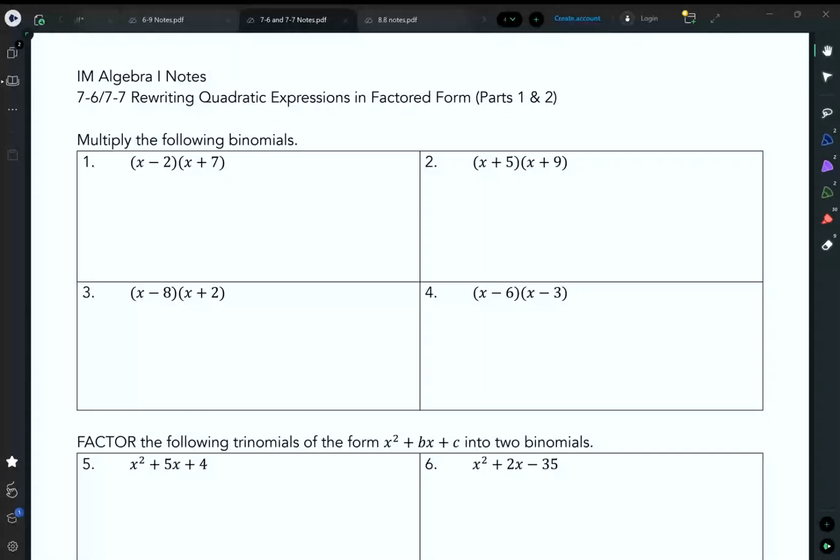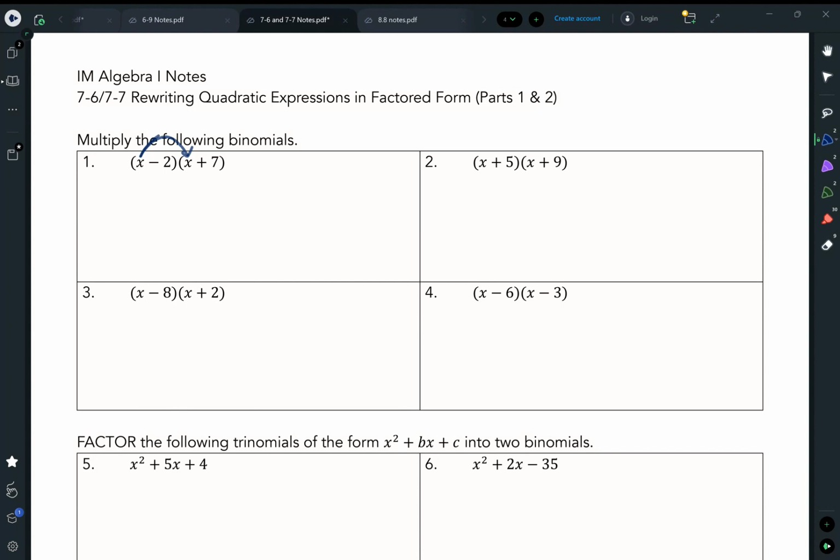We're going to start out by multiplying some binomials. So let's go ahead and multiply. We're thinking about that FOIL pattern where we multiply the first, and then the outer, and then the inner, and then the last. Let me see if I can get my pen going here.